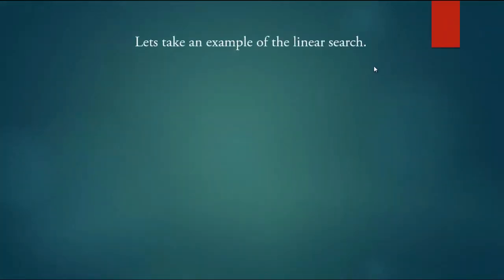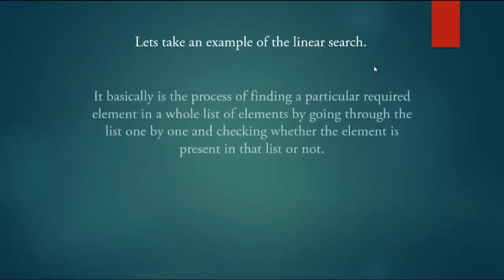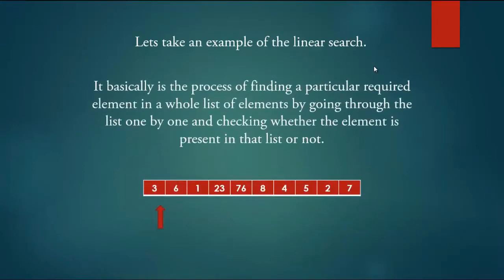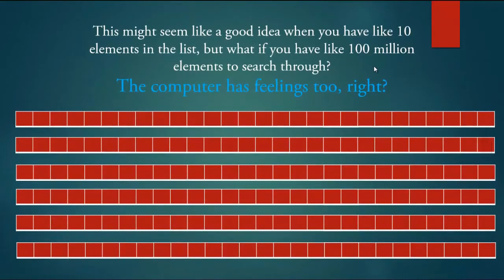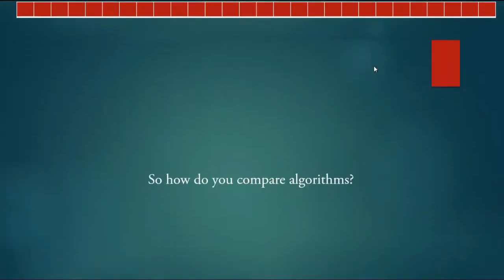Let's take an example of the linear search. It basically is the process of finding a particular required element in a whole list of elements by going through the list one by one and checking whether the element is present in that list or not. This might seem like a good idea when you have like 10 elements in the list, but what if you have like 100 million elements to search through? The computer has feelings too, right?